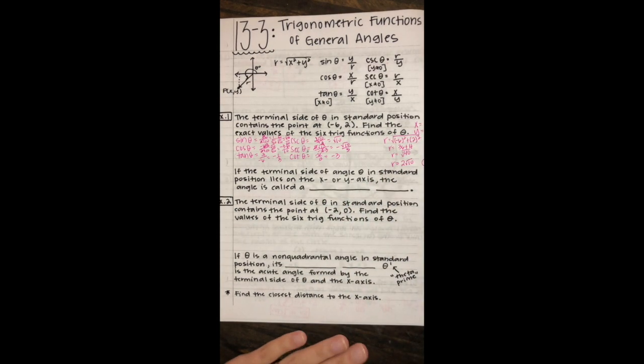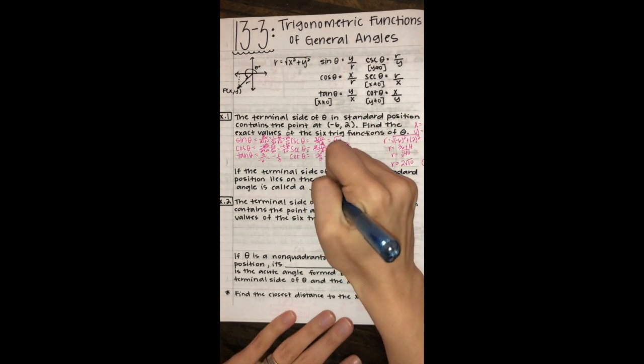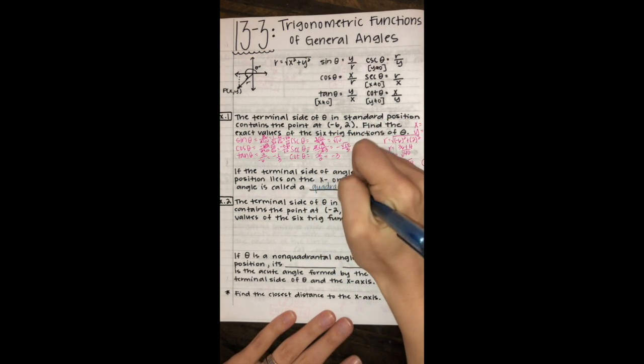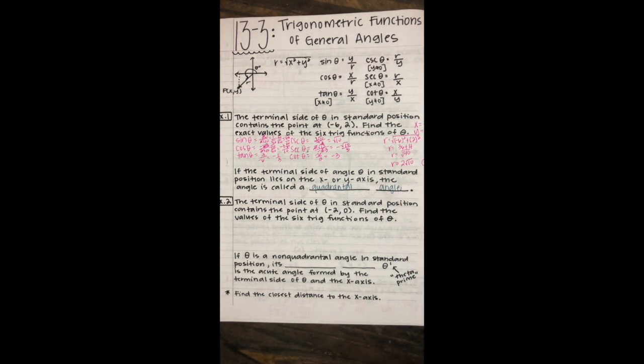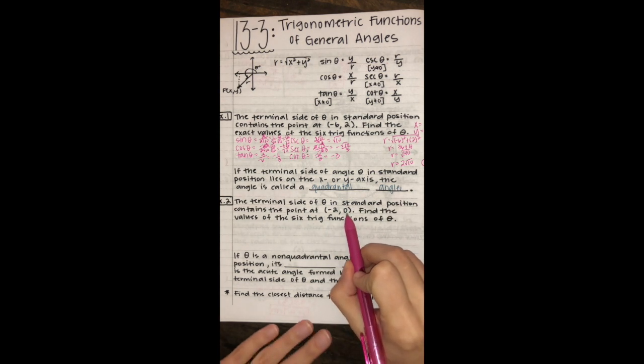Next is the definition. If the terminal side of an angle theta in standard position lies on the x or y axis, the angle is called a quadrantal angle. And I'm probably not saying that exactly right, but quadrantal angle. Think of it like a quadrant, and that's where the word comes from. What that means for our purposes is one of the numbers x or y will be 0. So in our next example, you're going to see that y is 0.